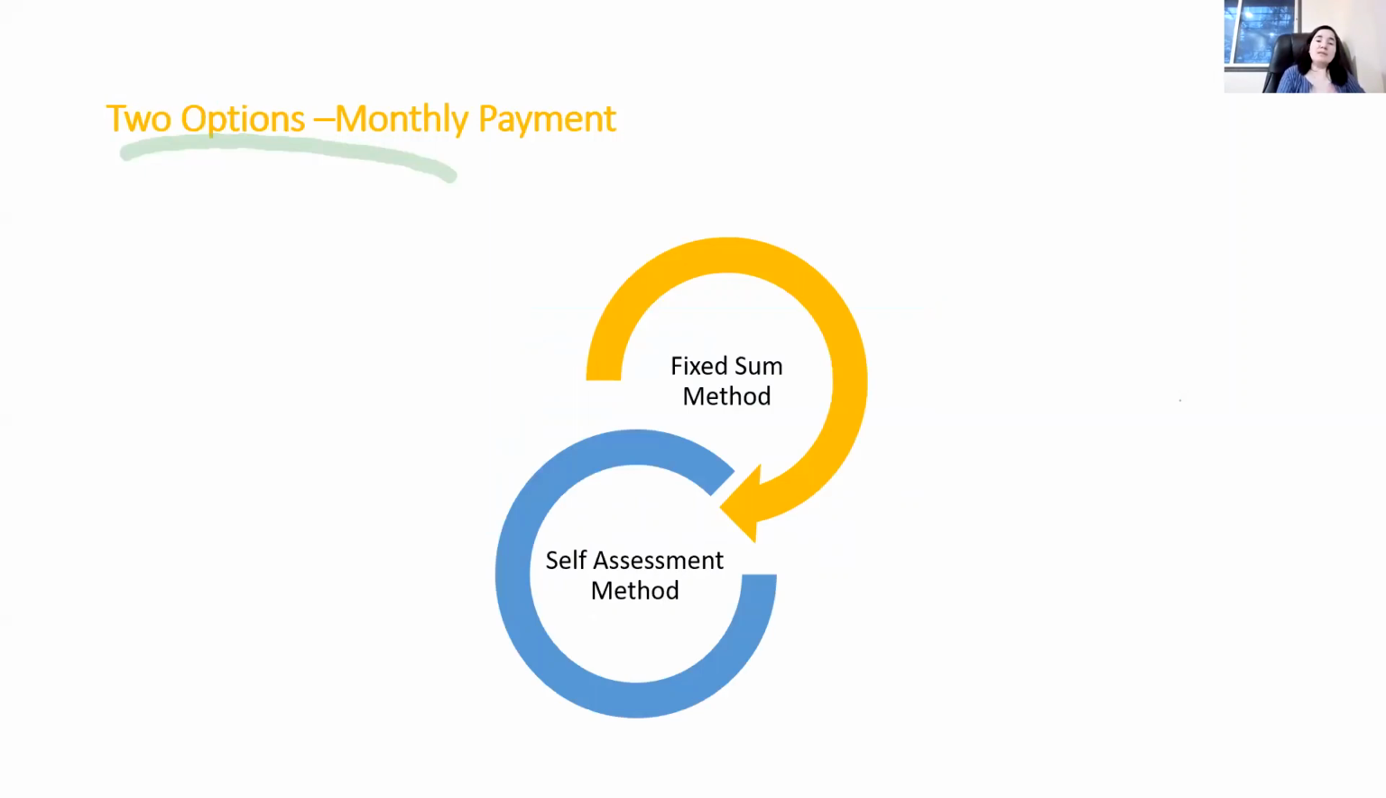Now for monthly, so how do you compute the monthly payment, or what is the liability of the monthly? So there are two options given by the government: one is the fixed sum method and the other is the self-assessment method. So the monthly payment could be made under either of the two methods, that is the fixed sum method or the self-assessment method.